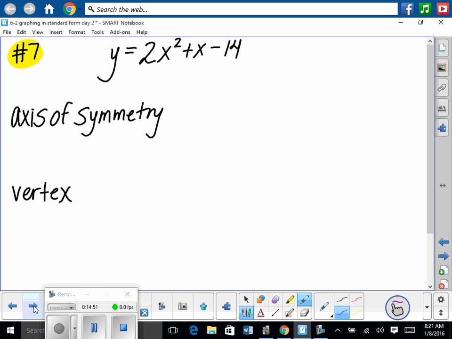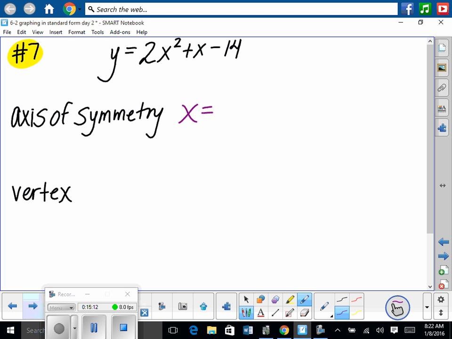Off the worksheet. Read the directions. It says find the equation of the axis of symmetry and the coordinates of the vertex of the graph of each function. So we're just finding the axis of symmetry and the vertex. So I'm doing number 7 with you off the worksheet. So we're given the quadratic y equals 2x squared plus x minus 14. We want to know what's the axis of symmetry.